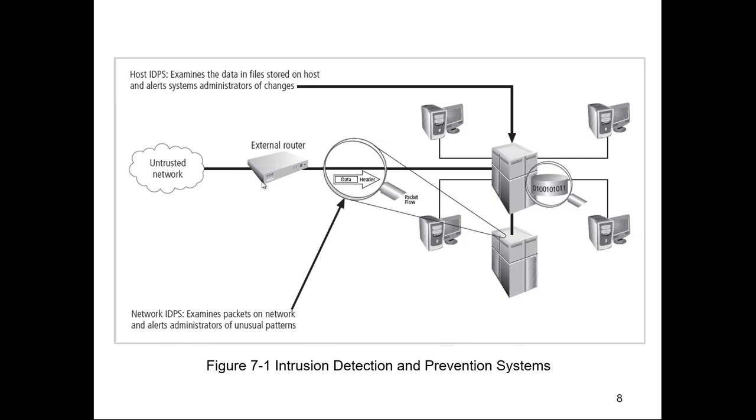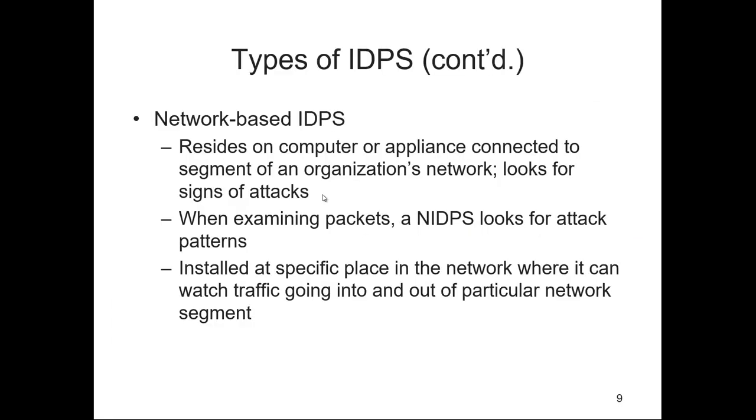The host IDPS examines the data and files stored on the host and alerts the systems administrator of changes, while the network IDPS examines packets on the network and alerts the administrator of unusual patterns. The next few slides will address in detail how each type works, including the advantages and disadvantages.